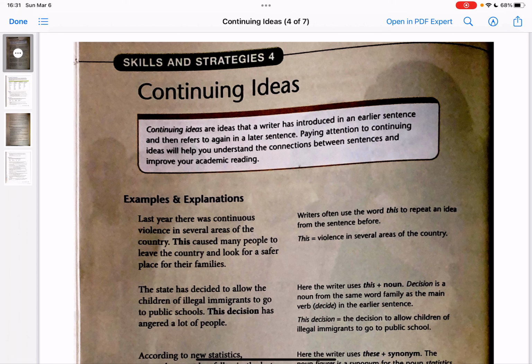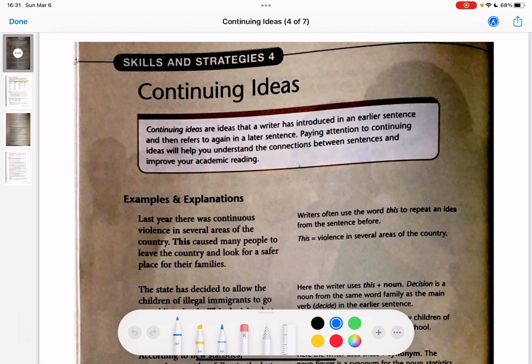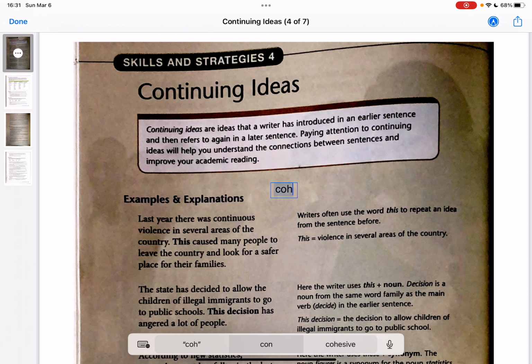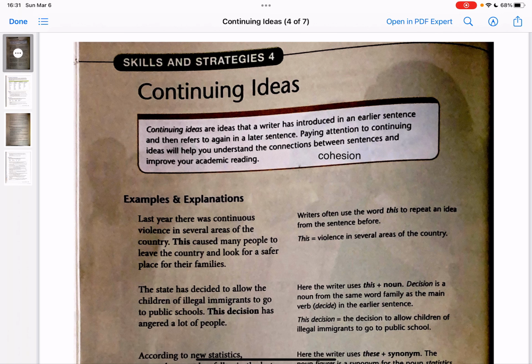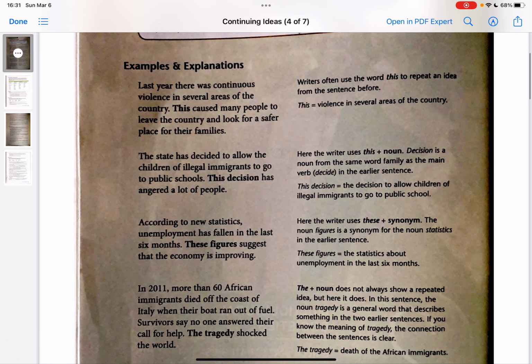Cohesion is something that writers do to make things seem connected, to make things seem like they go together, that they're related, that they're connected. And these are also great tools that you can use in your writing as well. A lot of things that you learn in reading will also help you in your writing. Let's look at some examples and explanations.